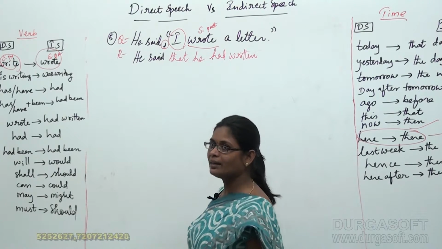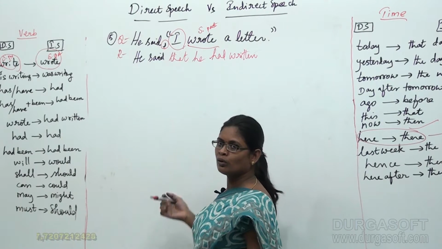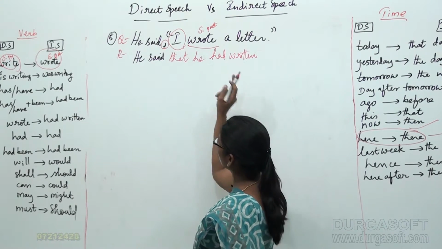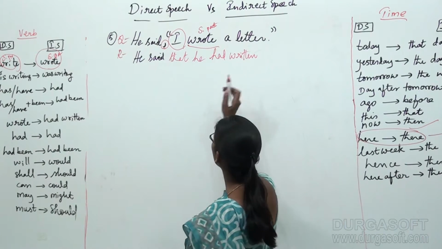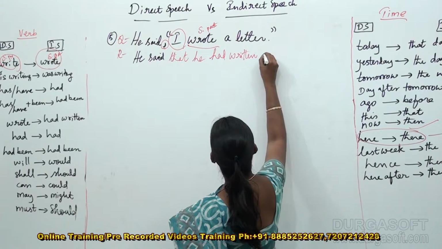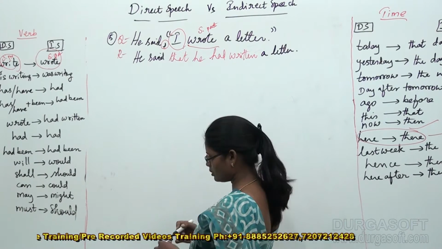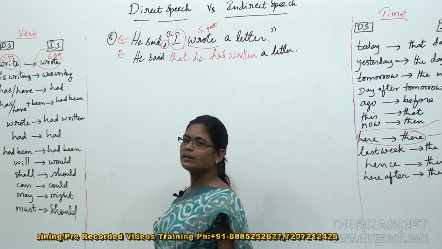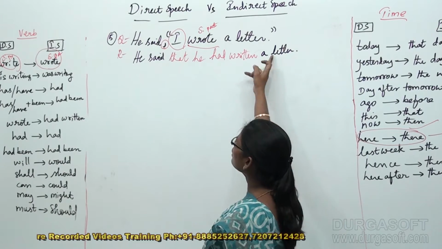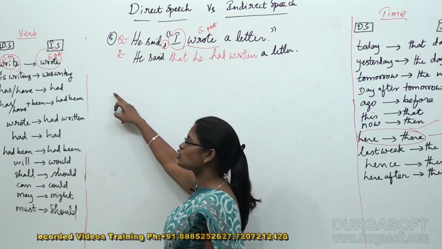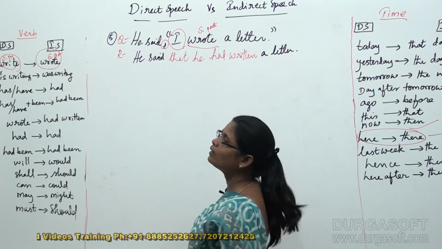Okay, had written. Again we don't go back or we don't go to future tense. We just convert this into past perfect. That's it. Had written a letter. This is the actual reporting sentence that we got. So he said, I wrote a letter, got converted into reported speech in this way. He said that he had written a letter.